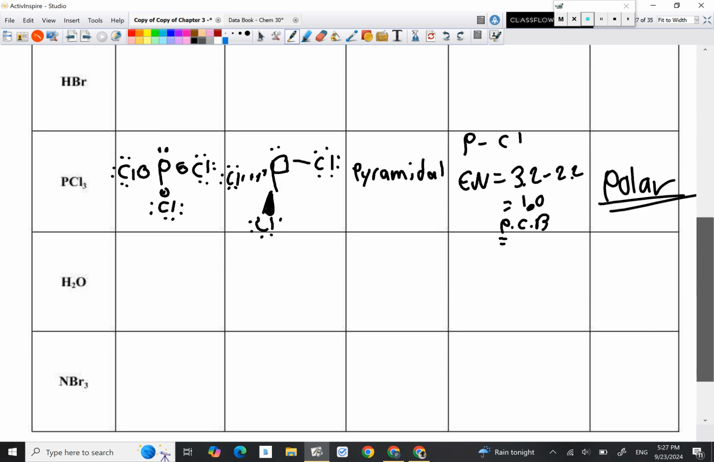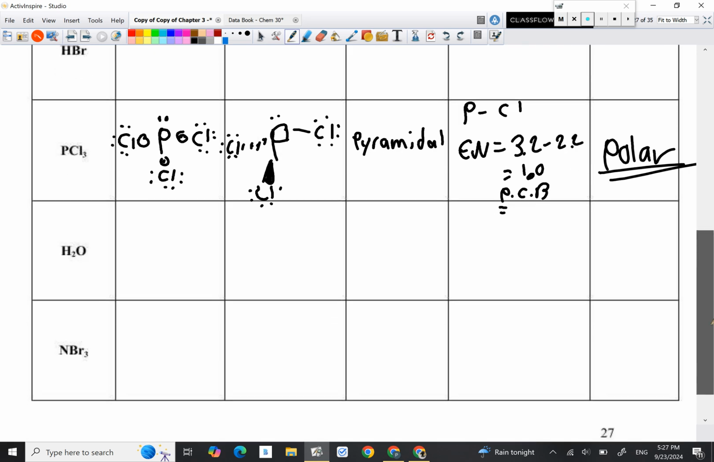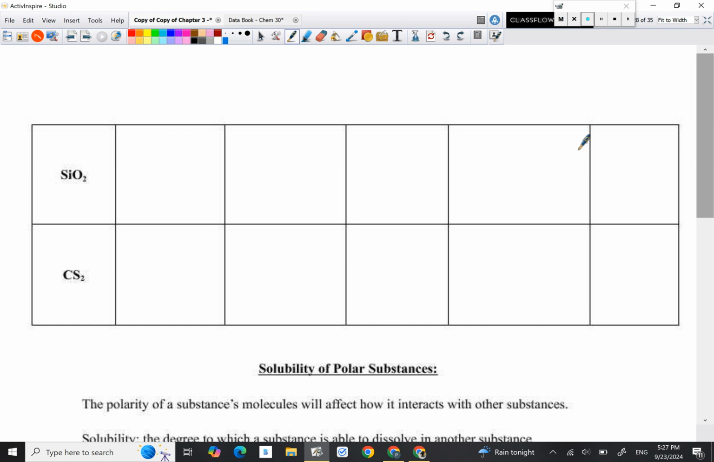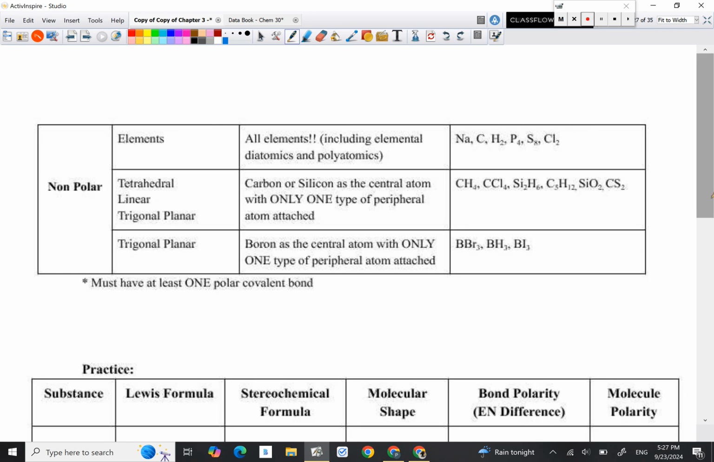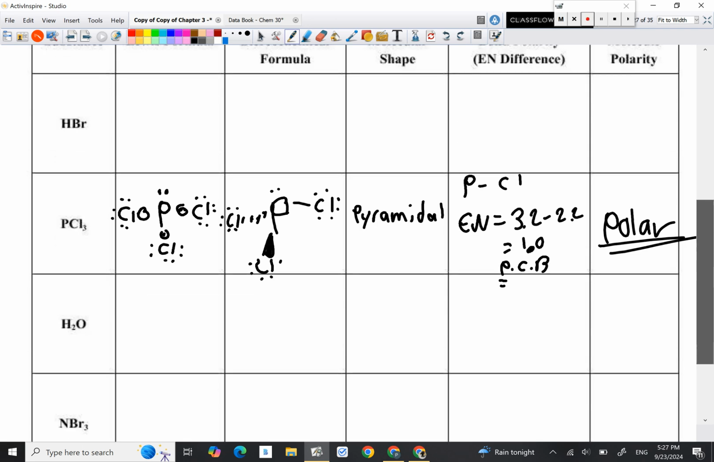Alright? So there's a few more right here. We have HBr, H2O, NBr3. If you turn over the next page, you got SiO2 and CS2. And this will be the cutoff for quiz number 3 for you guys. So after you complete these right here, once again, you can hop onto Google Classroom, check the notes to make sure you got all those. Or what you can do as well is open up your workbooks, and I'm pretty sure there is a page dedicated to all this as well.